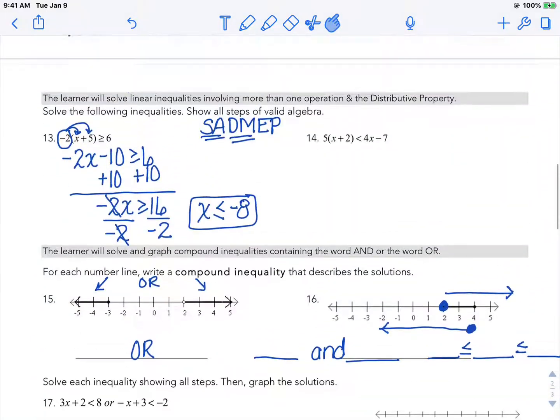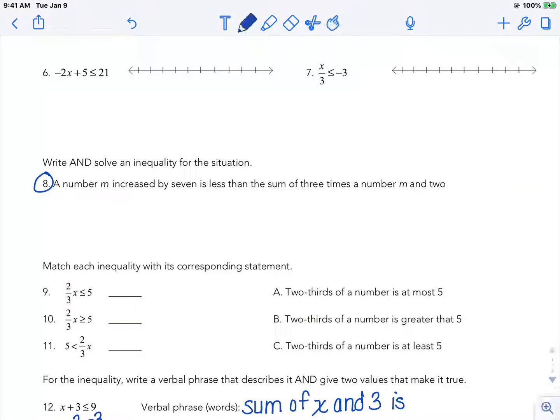As I promised, we'd go back to 9 if you took a chance to try to write that. It says a number m increased by 7 is less than the sum, they're telling me about adding two things, of 3 times a number, m, and 2. So when they say the sum, they're about to tell me that I'm about to add those. See how you can do with the rest of it? Be sure to transfer things over to your note sheet for exams.